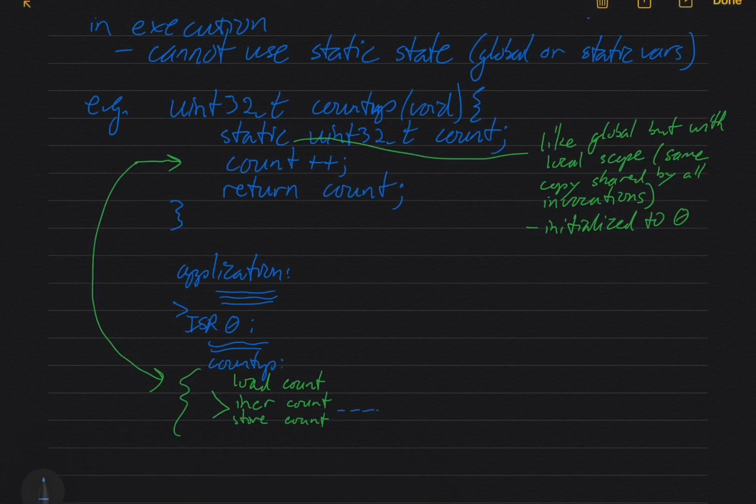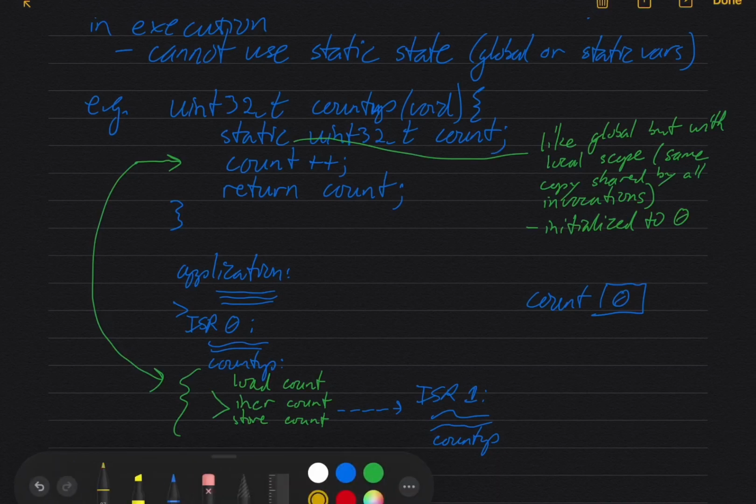But let's just say that this gets preempted right here, and so we go over here and we run ISR1, and ISR1 is going to do some statements, and then it's going to invoke countup. And let me just draw a box over here. So here is our static variable count, initialized by default to 0. So in ISR 0, it's going to load a 0 into a register. It'll increment it to 1, and then it's preempted.